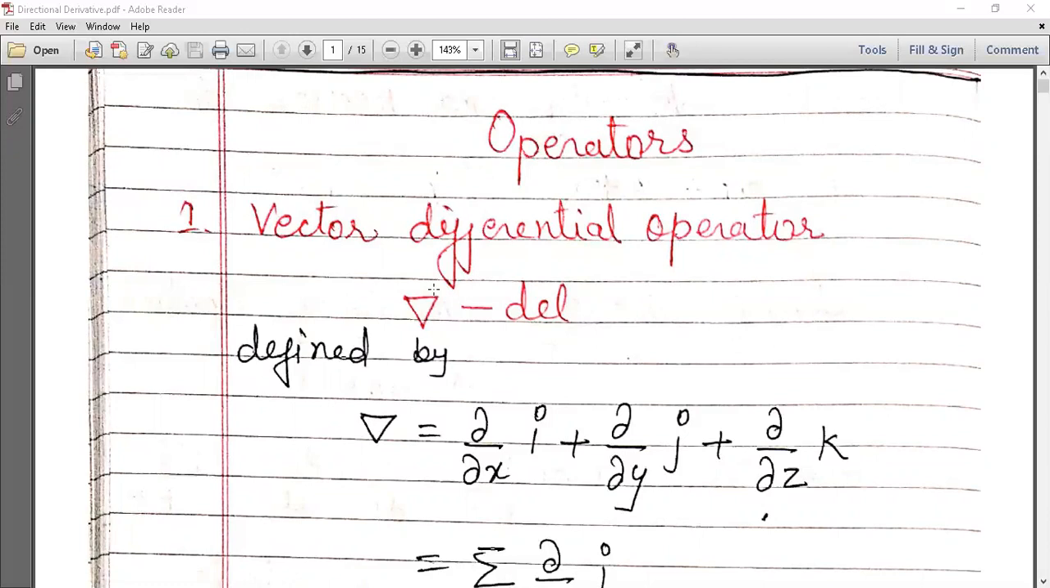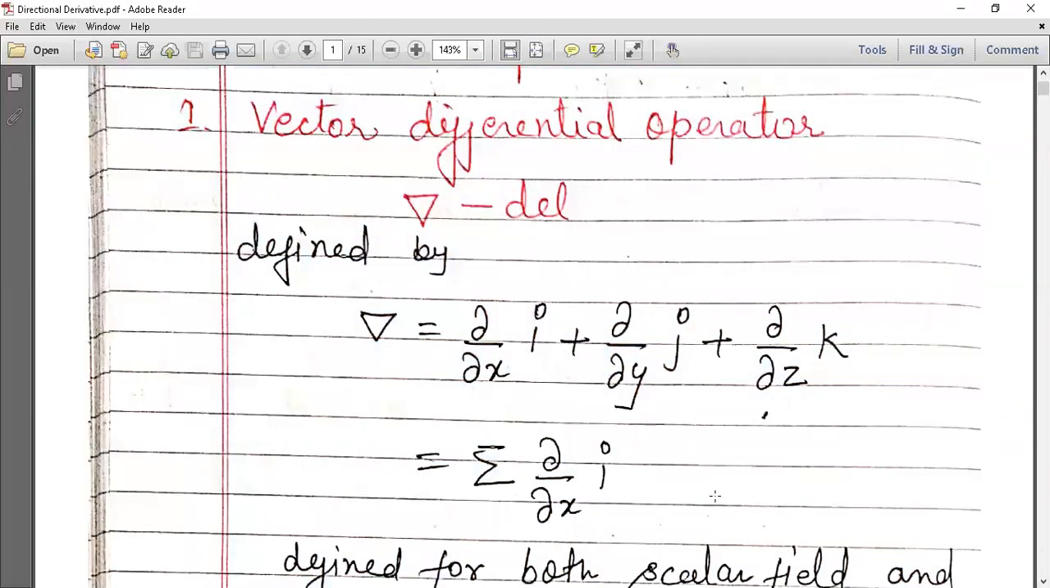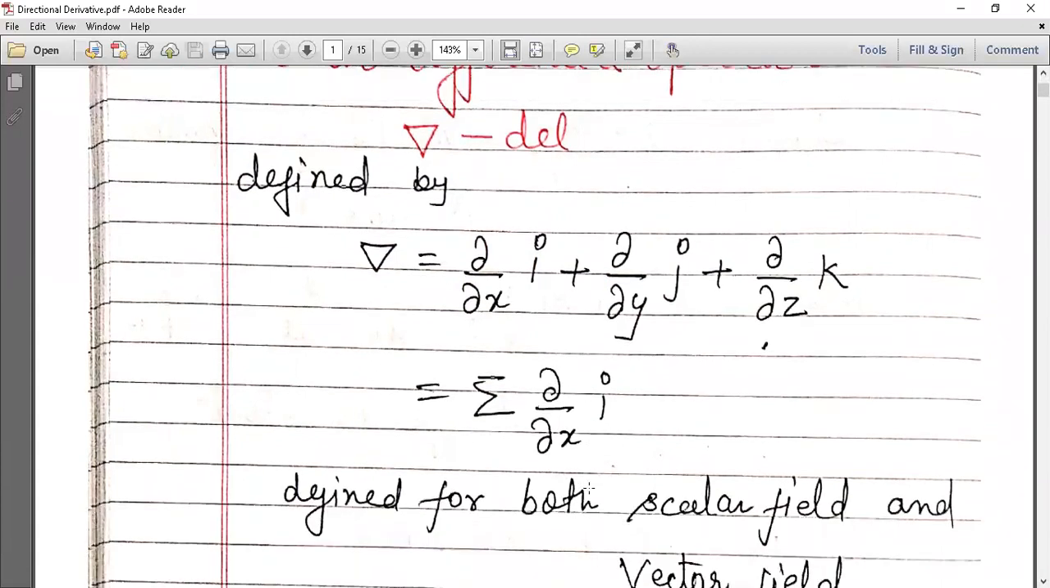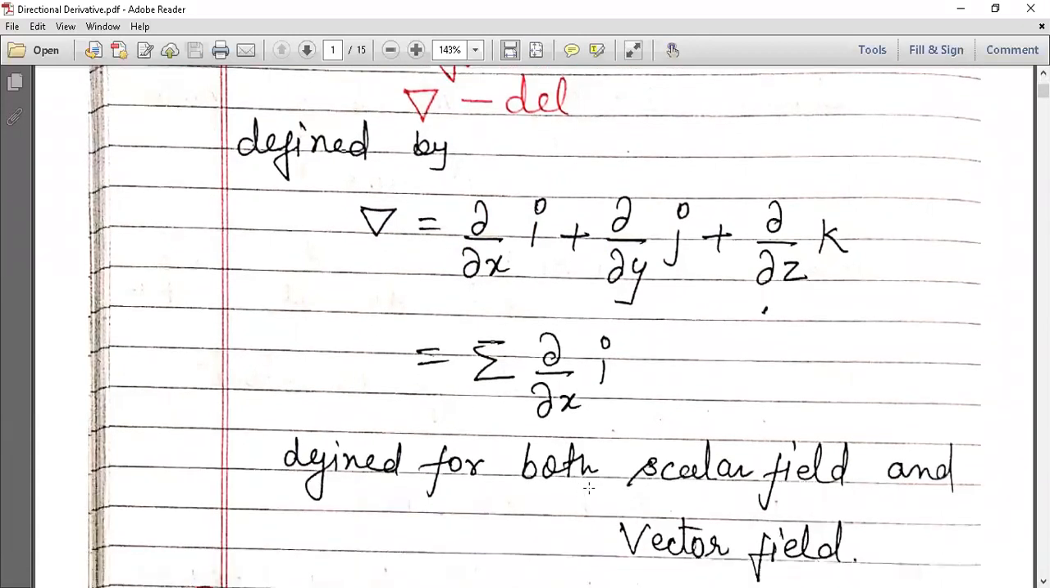Now, the main operator we use to find the vector differentiation is del, defined as dou by dou x times i, plus dou by dou y times j, plus dou by dou z times k. In sigma notation, we write it as the sum of dou by dou x of i. This operator can be applied to both scalar and vector.